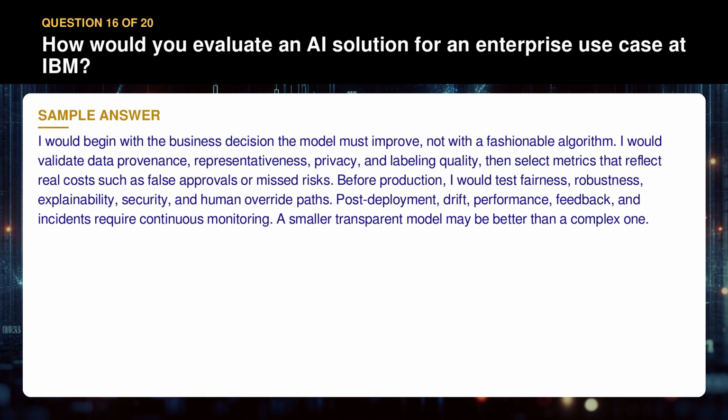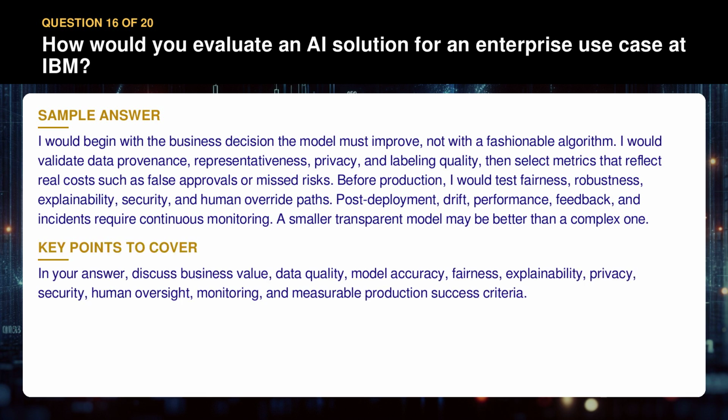Before production, I would test fairness, robustness, explainability, security, and human override paths. Post-deployment, drift, performance, feedback, and incidents require continuous monitoring. A smaller transparent model may be better than a complex one. In your answer, discuss business value, data quality, model accuracy, fairness, explainability, privacy, security, human oversight, monitoring, and measurable production success criteria.